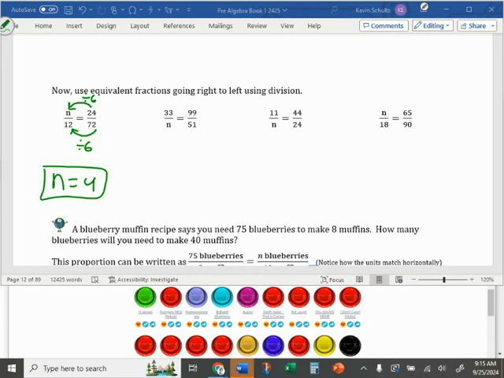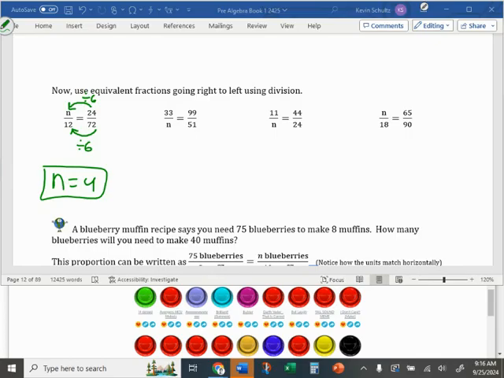Which is why I said if you started using the multiplying, don't change anything. You're not wrong, okay? This is just another way. It's always good to have multiple tools in your toolbox. So, the next one. Again, we'll practice the division method here. Going from right to left.